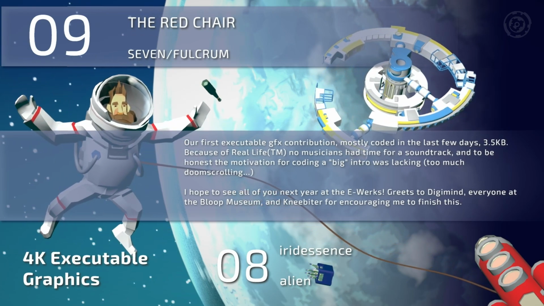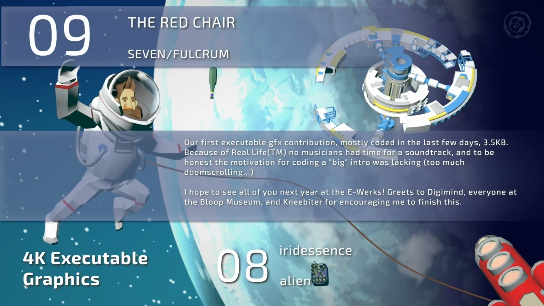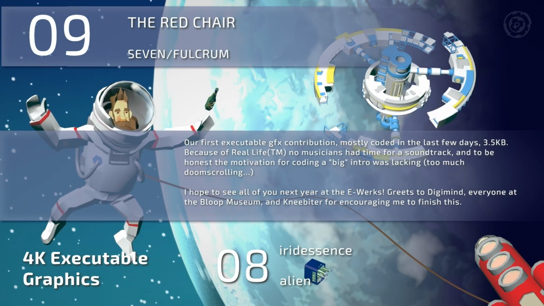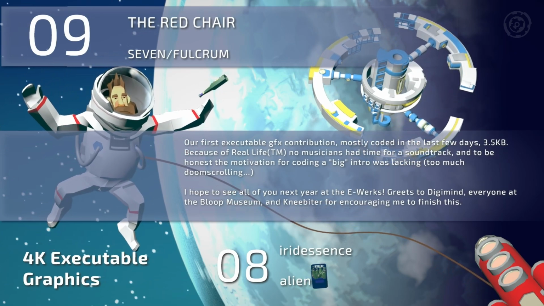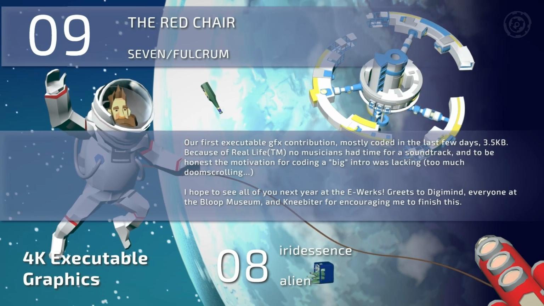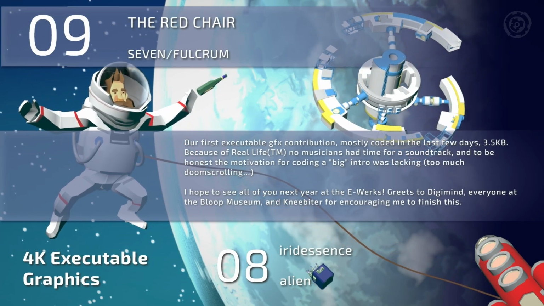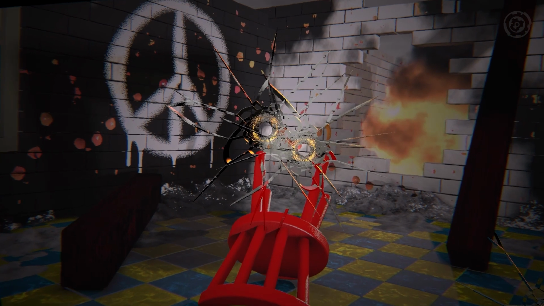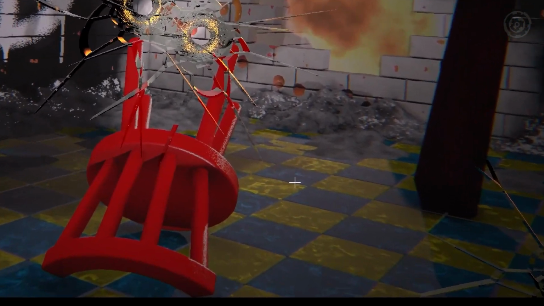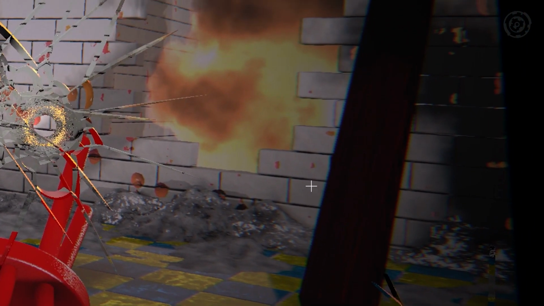The Red Chair by 7 of Fulcrum. Good to see you, 7. Or, well, not see you. Anyway, first executable graphics contribution is a real life... no musicians had time for a soundtrack. Sorry, this is a render? Also, there's this. Okay, 7, I was expecting more fractals.